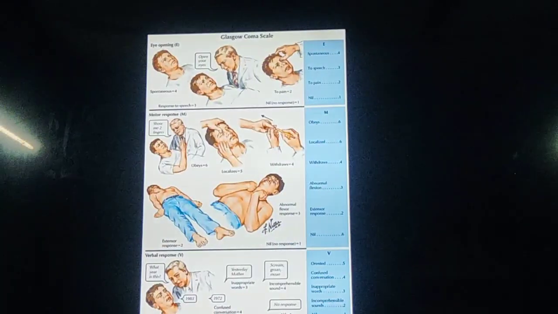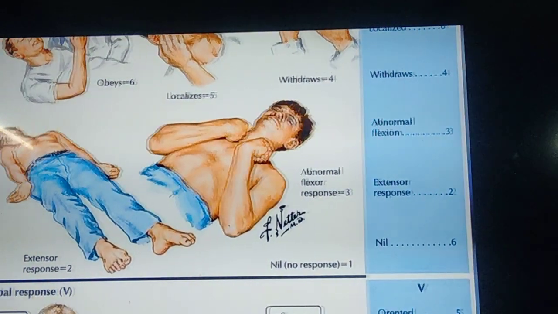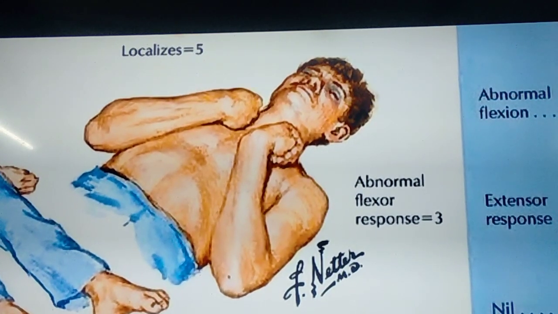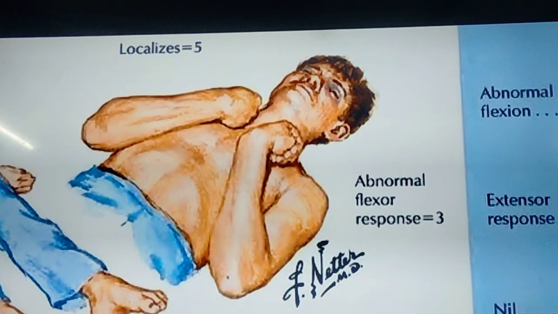Or if the patient is having abnormal flexion, like you can see, this is abnormal flexion, then we'll give the score 3. The patient is not able to localize the pain but is able to reach up to the sternum, with the hands adducted like this, making a fist. Like when we get fear, how it is, that kind of posture. So this is abnormal flexion, and we'll give score 3.